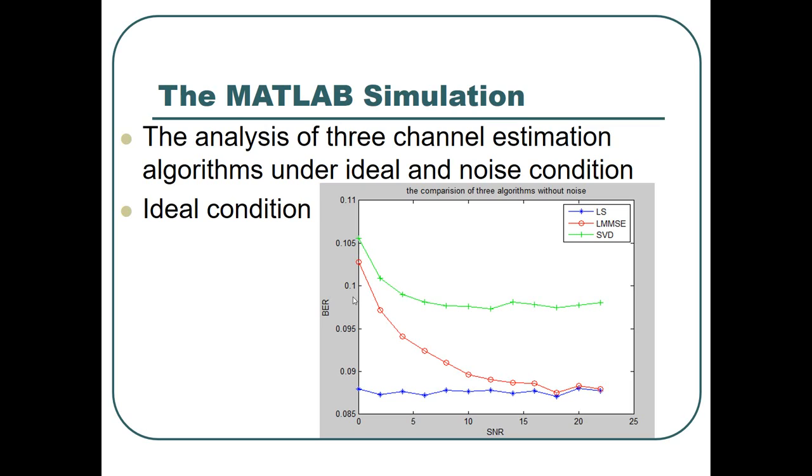In addition, we notice that the BER of LS doesn't change a lot. This blue curve doesn't change a lot, and the BER of the LMMSE and SVT algorithms is reduced with the increase of SNR. However, the whole BER of the LS algorithm is still lower than that of the RMMSE and SVT algorithms. So the LS channel estimation is biased under the ideal condition.